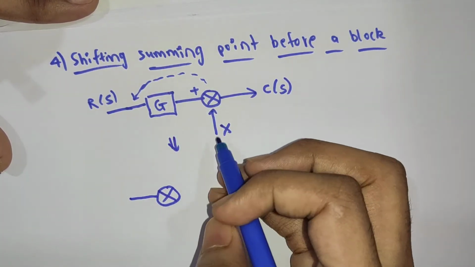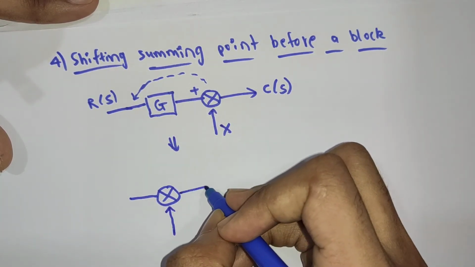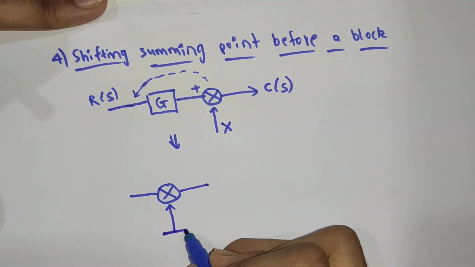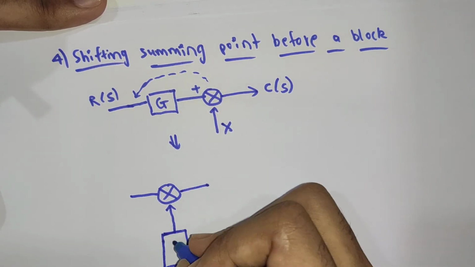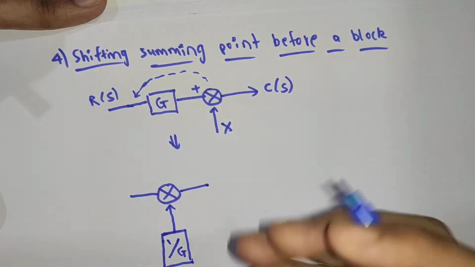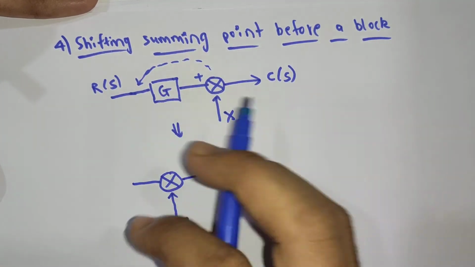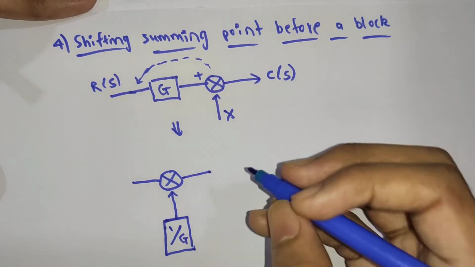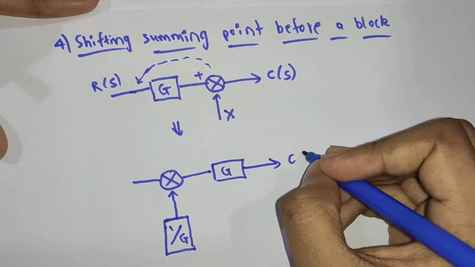but one thing that you have to keep in mind is that the feedback loop, or the signal connected to the summing point, should be multiplied by 1 by the gain of the block before which you are shifting. So here the block before which we are shifting the summing point is G, so the feedback loop will be multiplied by 1 by G, and here will be the gain G and the output.